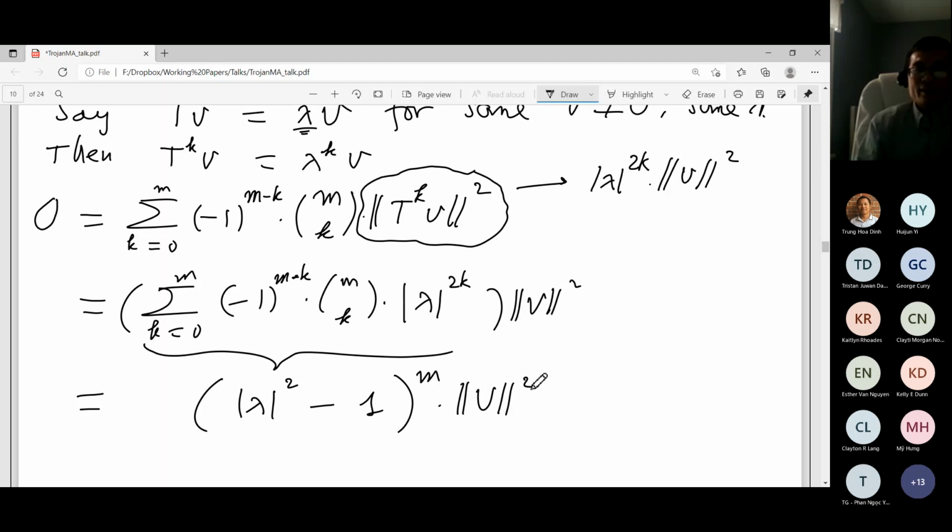So the conclusion is that because the vector V should be non-zero, lambda squared minus 1 to the power m must be 0, or equivalently, absolute value of lambda must be 1. So all eigenvalues must have absolute value 1. All of them must lie on the unit circle. So this is something interesting already: eigenvalues must be on the unit circle for an m-isometry.